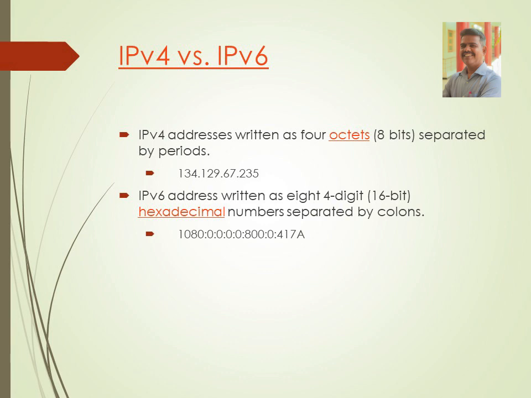IP address version 4 supports DHCP and manual address configuration. IP address version 6 supports auto address configuration. IP address version 4 addresses are 32 bits long. IP address version 6 addresses are 128 bits long.